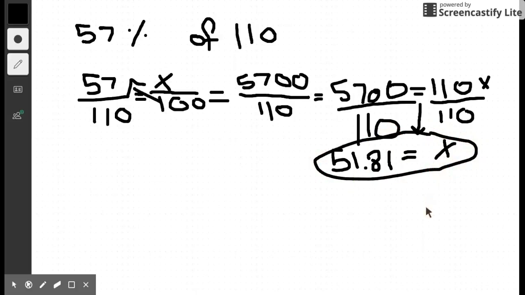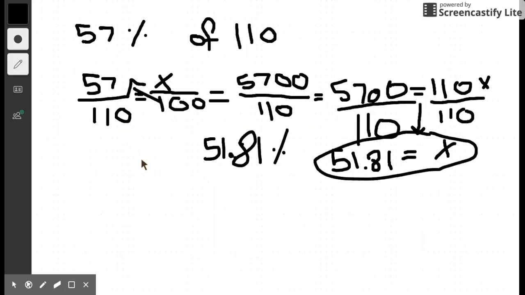And if you want to use this way, don't forget the x, because the x is an important thing. Yeah, I guess you don't have to use this way. You could use this way too. And that will also leave you with 51.81%. But yeah, this one will do it.